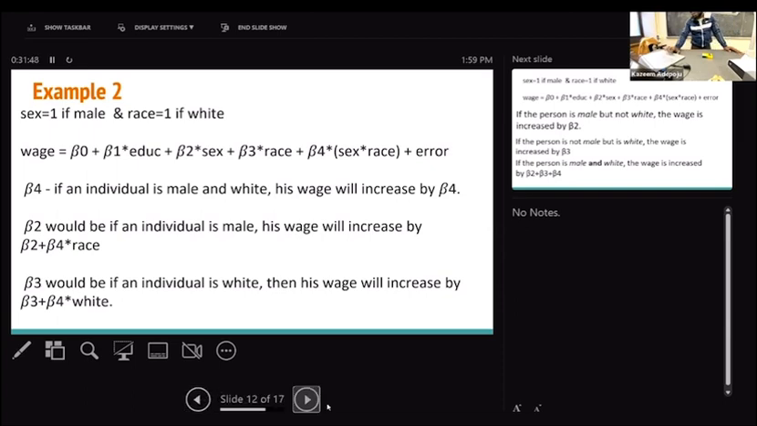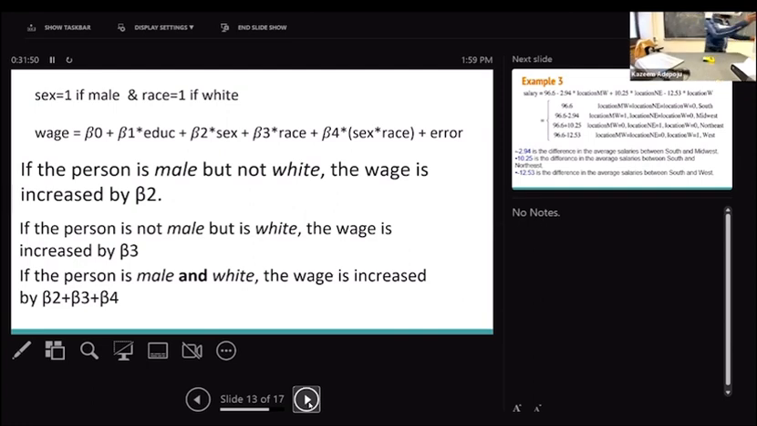Yeah, which is another thing that I'm talking about. Maybe this is what you're talking about. The last one here, right? Yeah, which means you guys are following what I'm saying. Good job. That was why I added that. Okay, if a person is a male and white, the wage is increased by beta 4, because you're plugging in one for male, one for white, exactly.